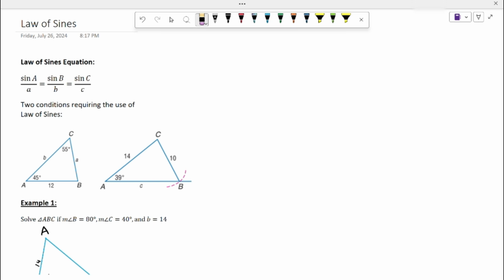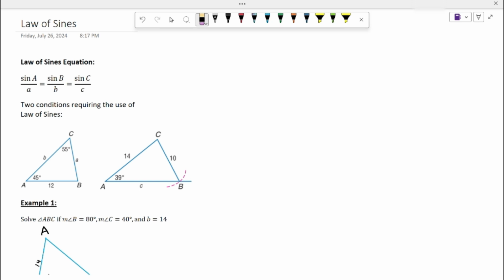triangles, and it will be required for us to use either law of sines or, as we will see later, law of cosines. So law of sines, in a nutshell, the equation says sine of A over lowercase a. So capital A is the angle, and lowercase a is the side. Equals sine of the angle B over side b equals sine of C over c.